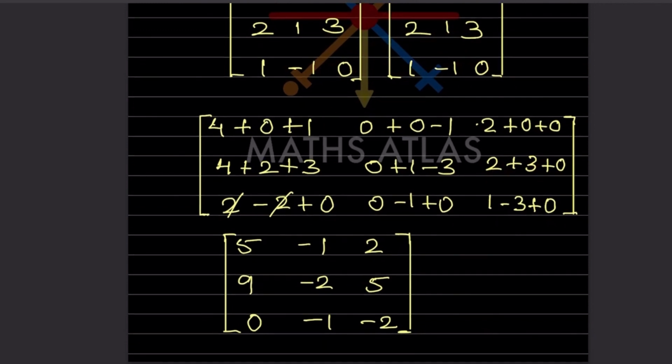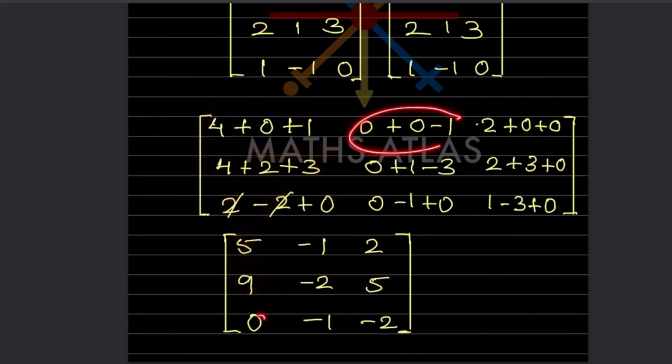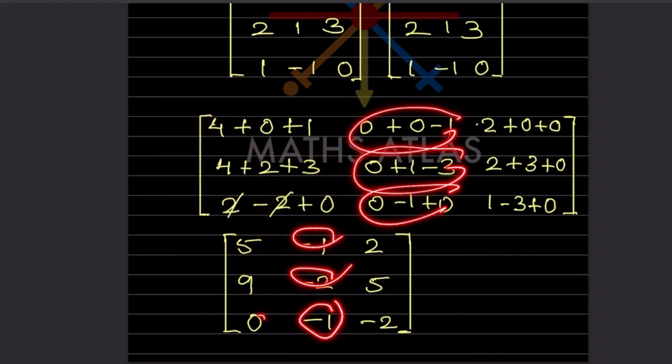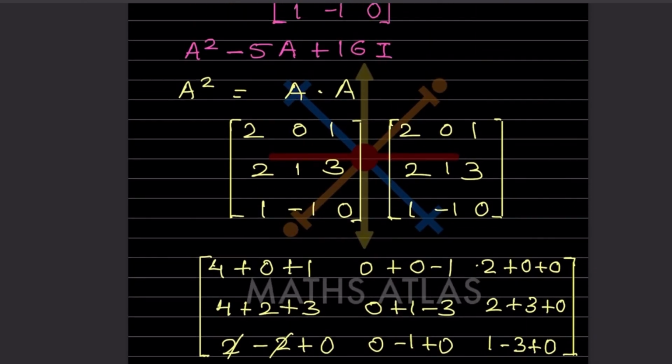So what do we get here? When you add this one, you get 5, 9. This and this get cancelled, so 0, minus 1, minus 2, minus 1, 2, 5 and minus 2. So this is what you got for A square.